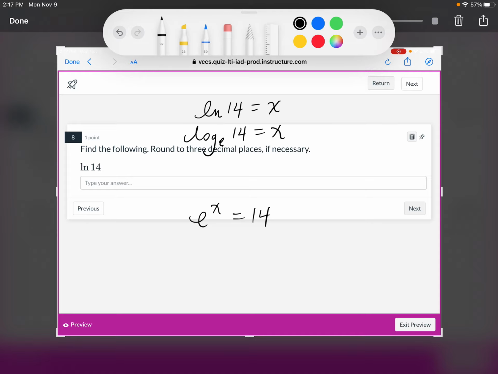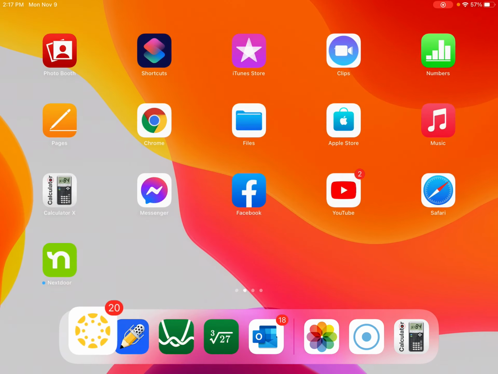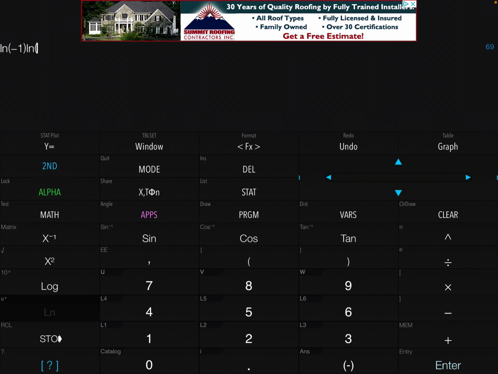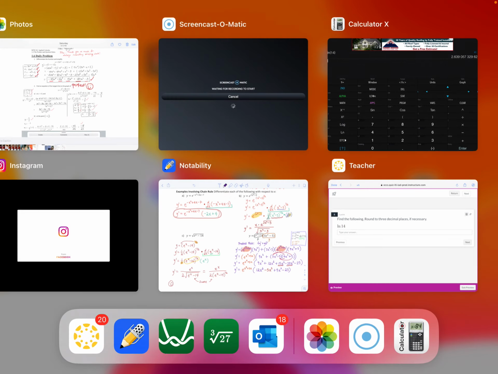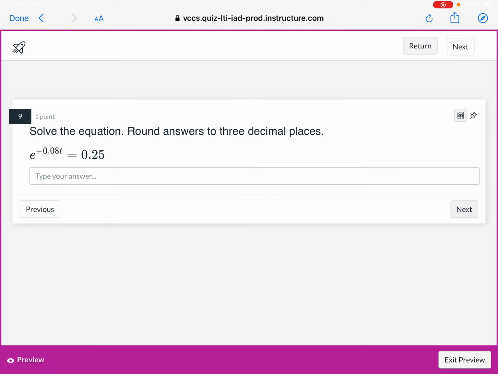And I will just type this in the calculator. It's going to be a decimal answer. Natural log of 14. Gotta clear everything. And then if I enter, 2.639. Okay. Awesome. All right, solve the equation, round the answers to 3 decimal places.